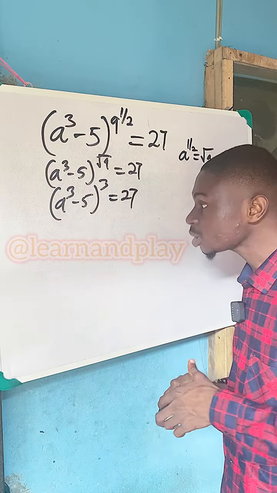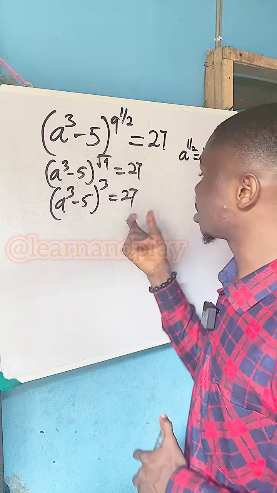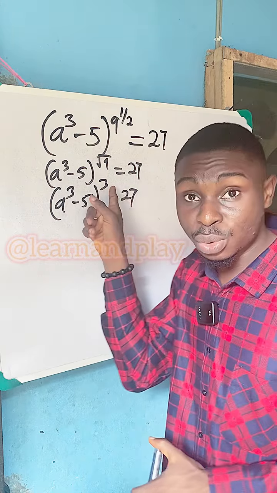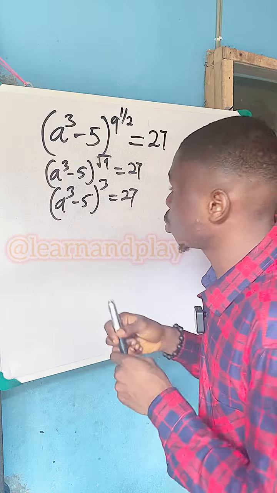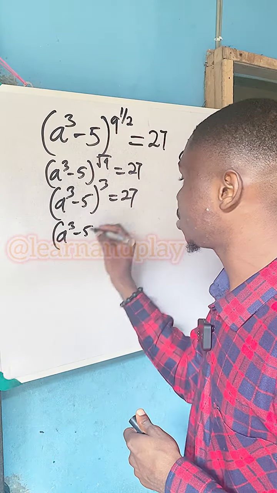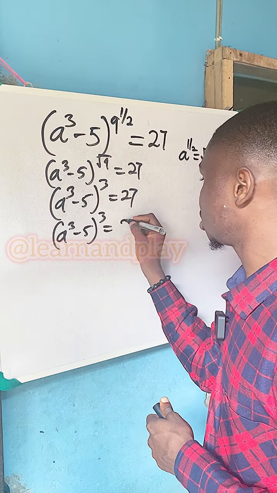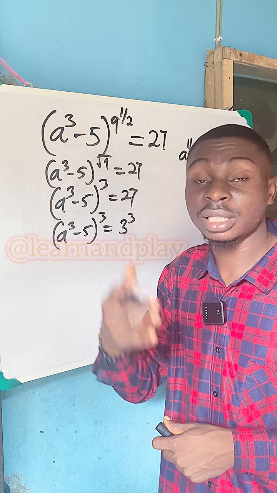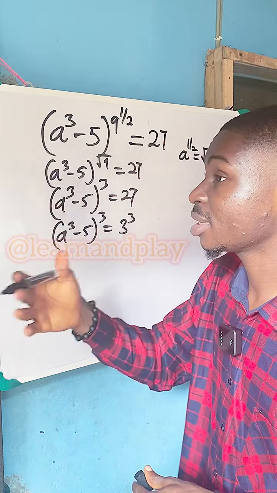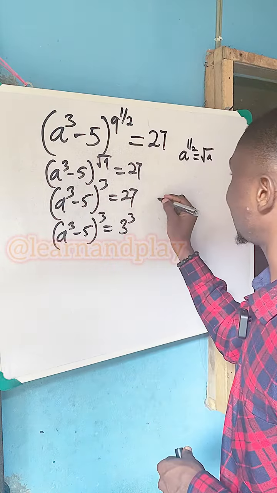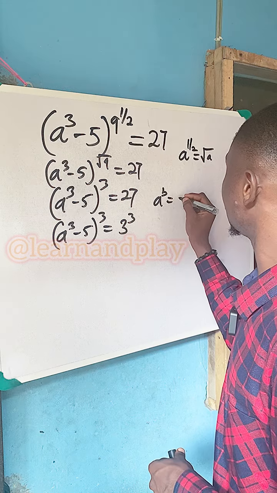So this one becomes a to the power of 3 minus 5, or to the power of 3, is equal to what? 27. Now, we have 27 here. Can we express 27 to have the same exponent with this? Yes, we can. So we are going to have a cubed minus 5, or to the power of 3, is equal to what? 3 to the power of 3 will give you 27, because 3 to the power of 1 is 3, 3 to the power of 2 is 9, 3 to the power of 3 becomes what? 27.